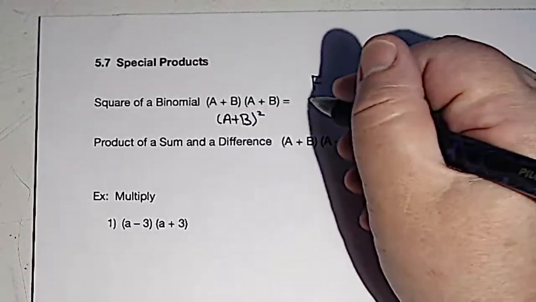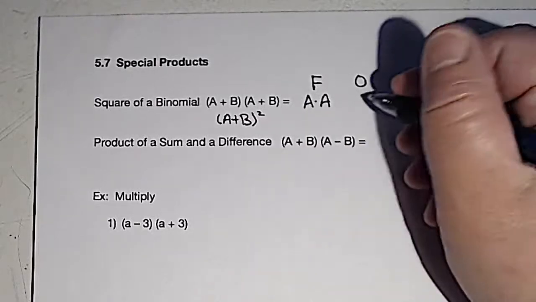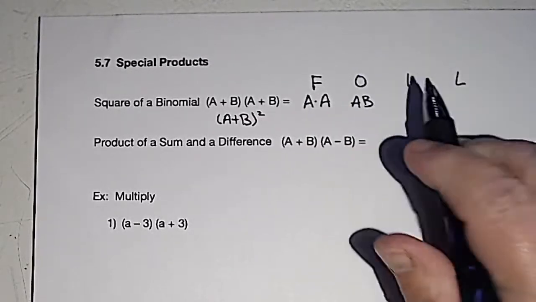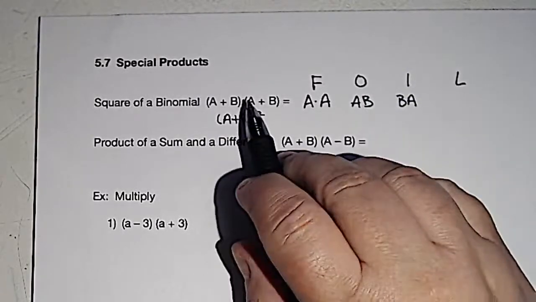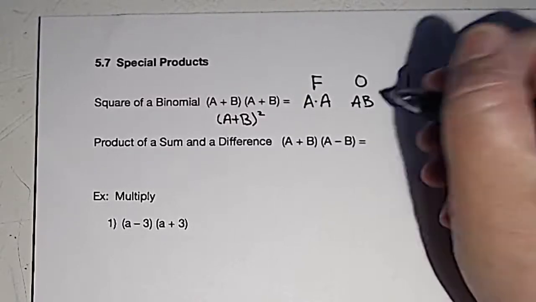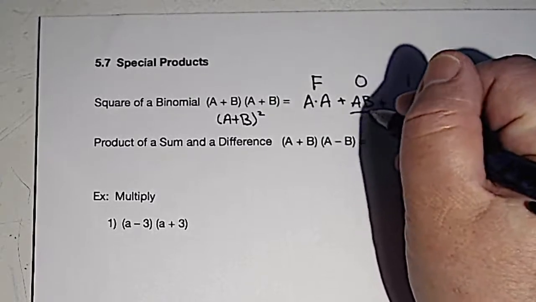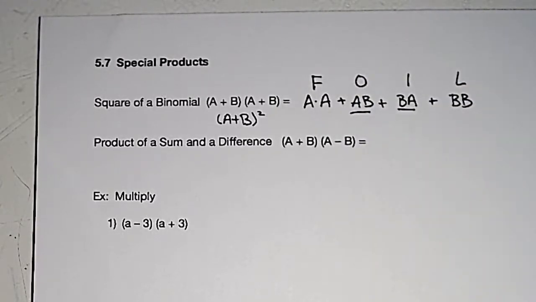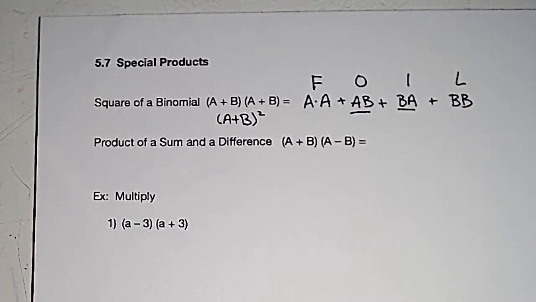First, a times a. Outer, or outside, a times b. Inner, or inside, b times a. And last, b times b. It's all positive, so these are all pluses here. And one thing that I'll point out is you notice that the AB and the BA, they're basically the same thing, because BA is AB. You just flip the order. Multiplication can be written either way.